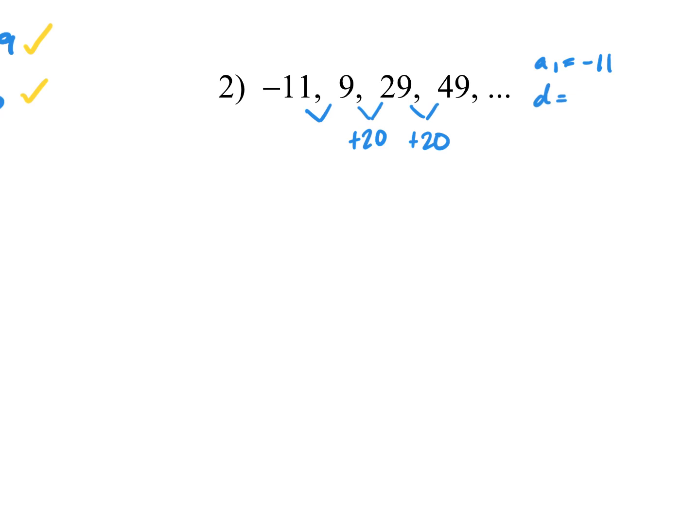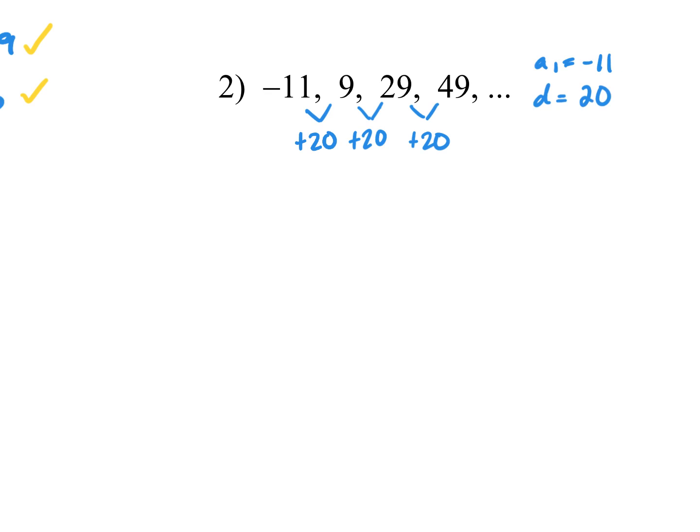I would literally take my calculator and say, hey, what is negative 11 plus 20? And guess what number you get out? 9. So to go from negative 11 to 9, it's another one that is plus 20. All of those are the same, so your common difference is 20.